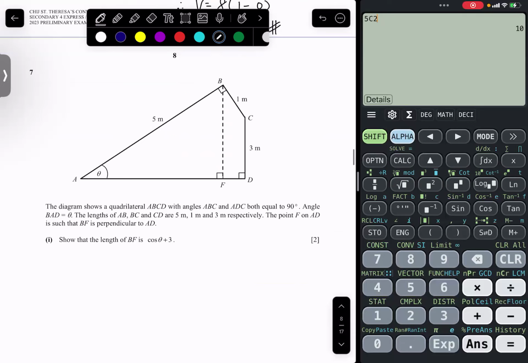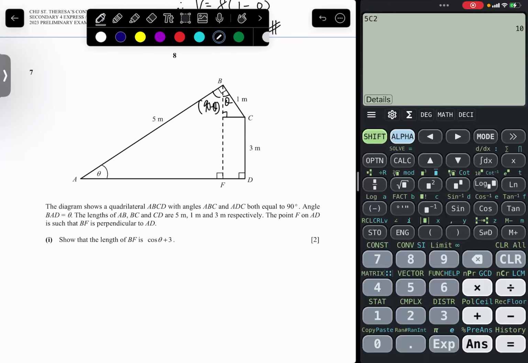The diagram shows a quadrilateral ABCD with angles ABC and ADC equal to 90 degrees. Angle BAD equals theta. So this 90 degrees is cut, so this is 90 minus theta, and add a horizontal line down here, so that this becomes theta. This is also a right angle. The lengths of AD, BC, and CD are 5 meters, 1 meter, and 3 meters respectively. The point F on AD is such that BF is perpendicular to AD.